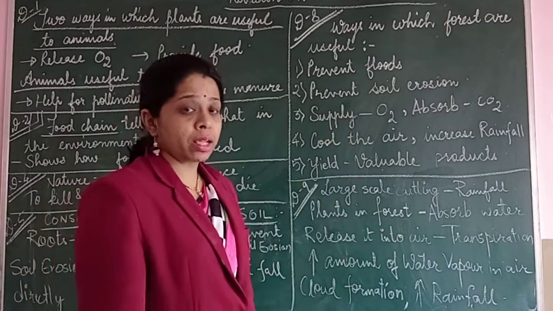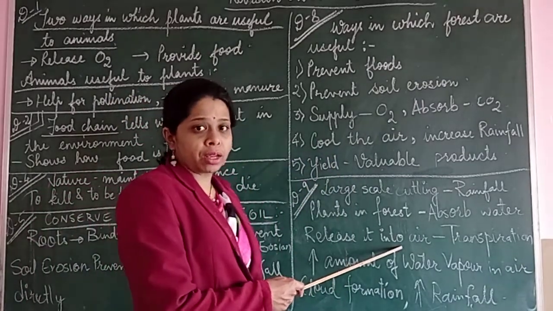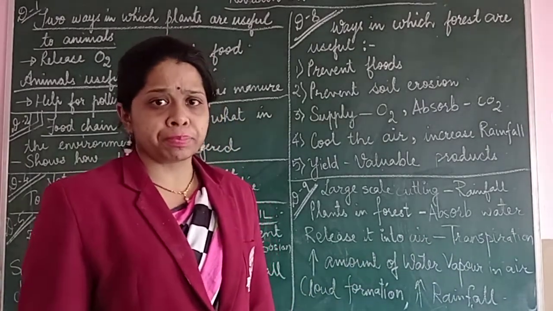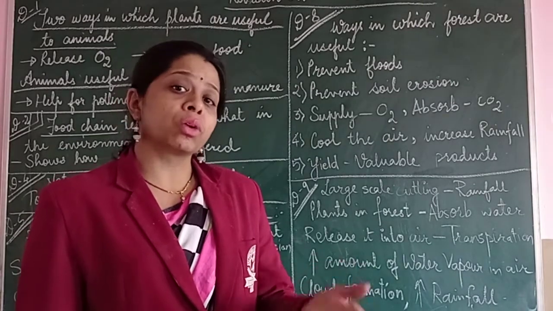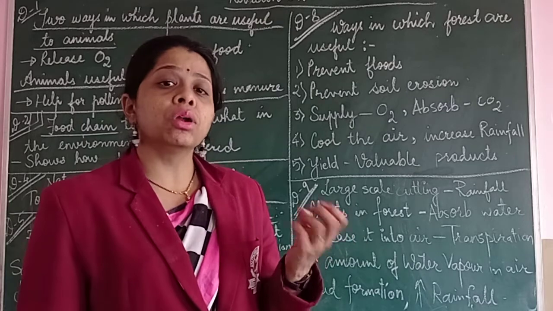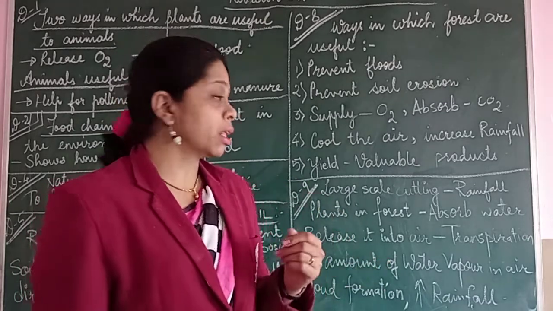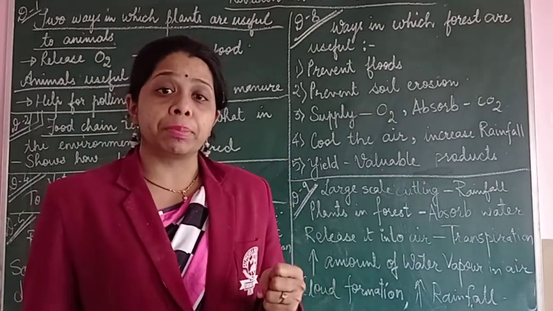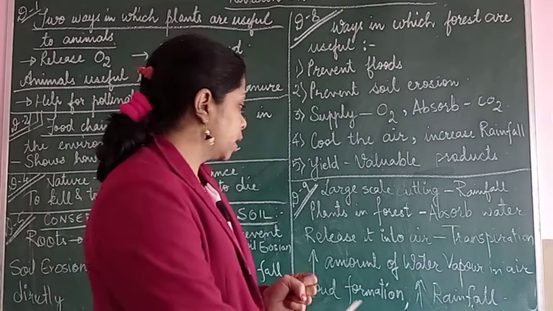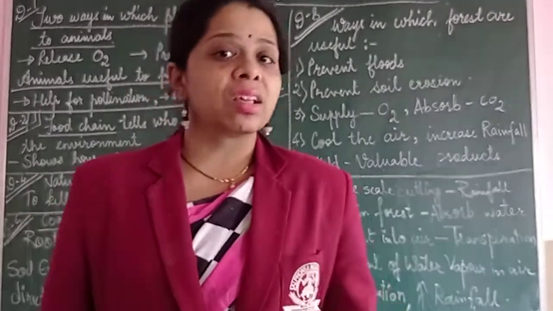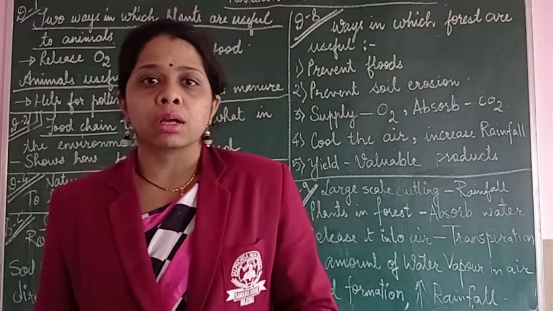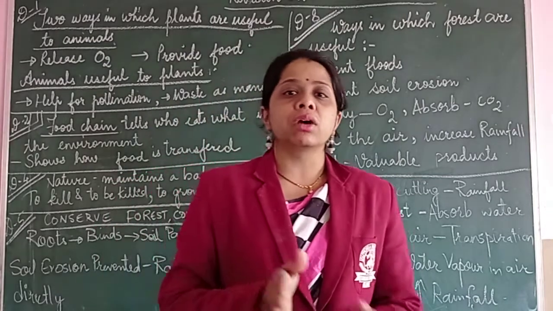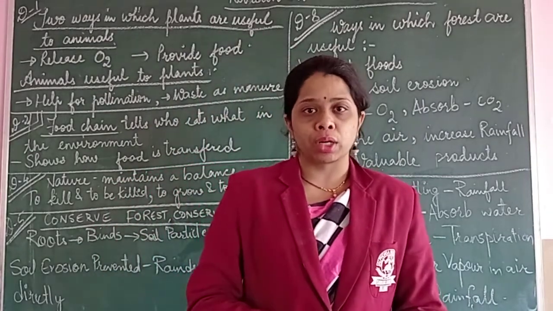When this water is released into the air, it causes an increase in the amount of water vapor. The amount of water vapor will go up because of transpiration. And when the water vapor amount increases, the vapors together help in forming clouds in the air, which further causes an increase in rainfall, and that is exactly what we want, is it not? We want a sufficient amount of rainfall to occur. So cutting down of the forest should surely be avoided.